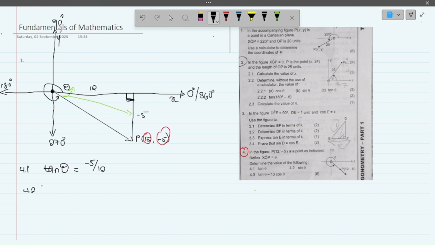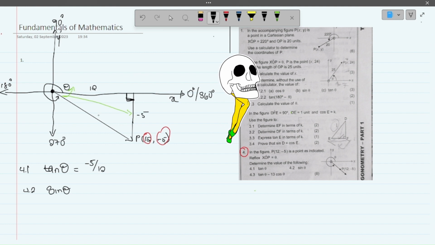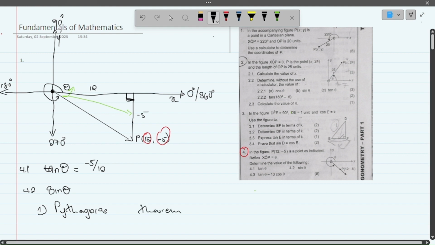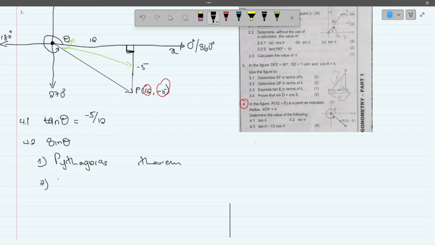For 4.2, we need to find sin theta. For sin theta we first need to understand what the hypotenuse, the longest side, is. We can find the longest side in two ways. The first way is using Pythagoras theorem, which means the longest side OP. The second is using the distance formula.